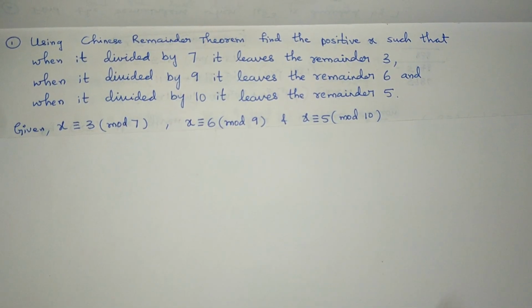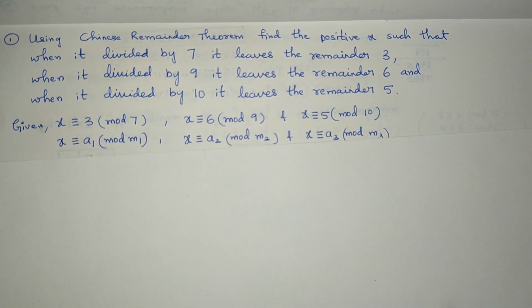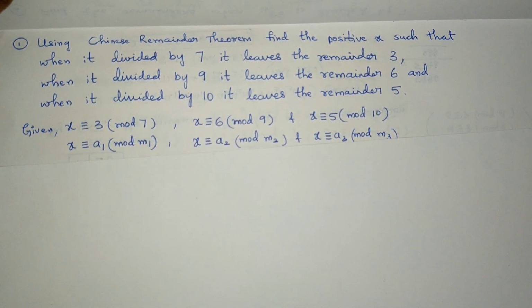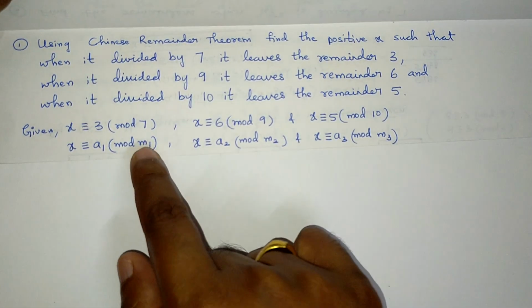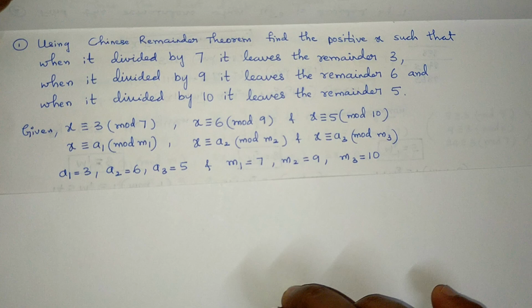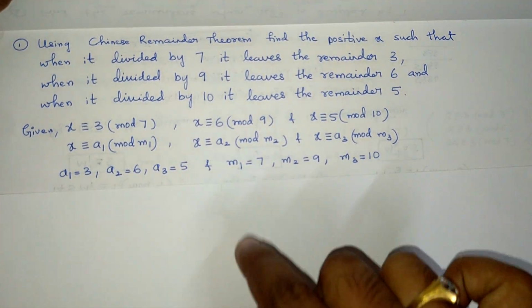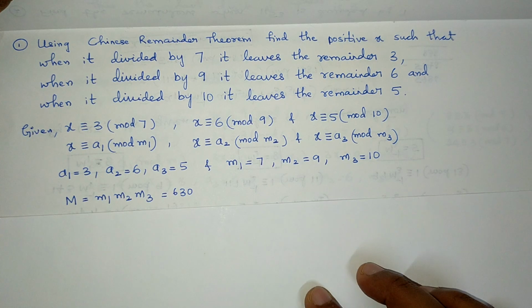Later we have to write the standard form of these linear congruences, which is x congruent to a1, x congruent to a2 and x congruent to a3, modulo m1, m2, m3 respectively. We can get the values of a1, a2, a3 and m1, m2, m3. After finding these, we have to calculate capital M. What is that? M is m1 into m2 into m3, right?